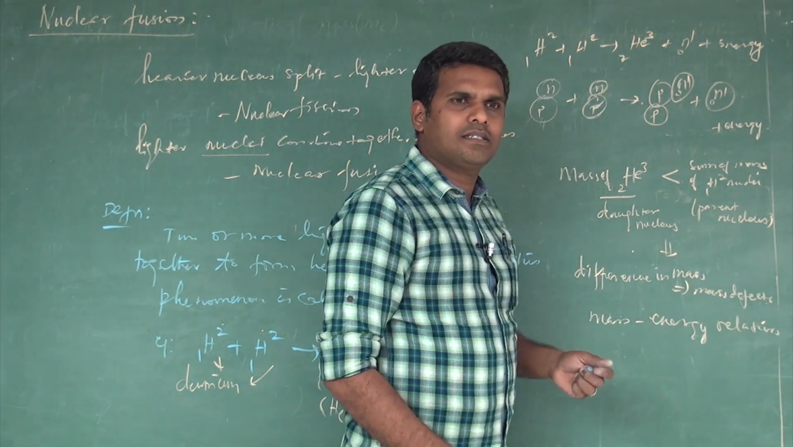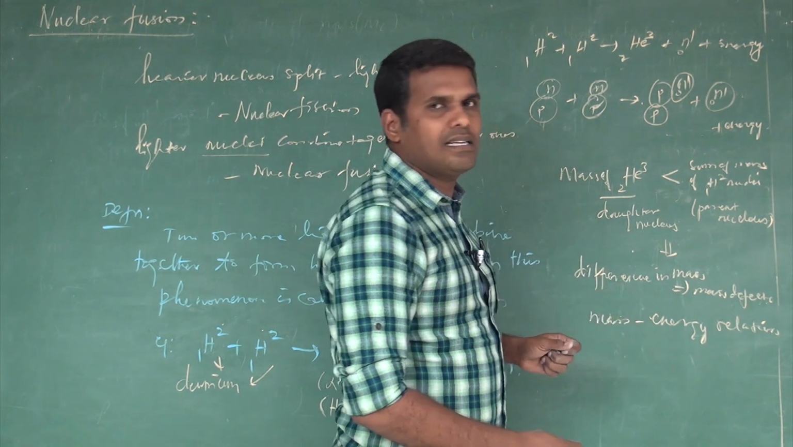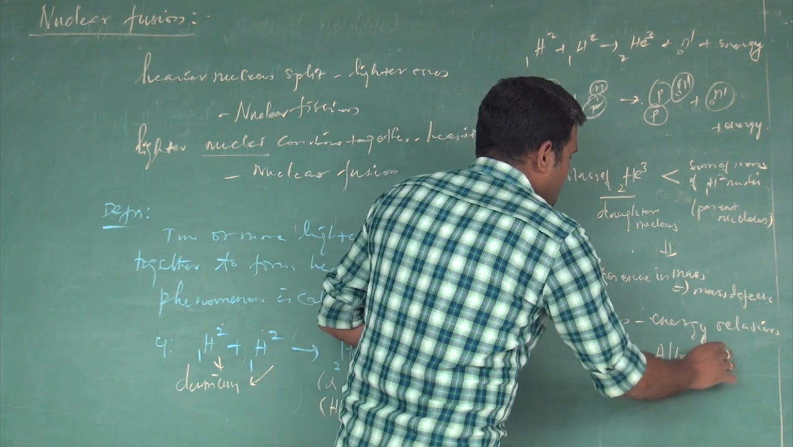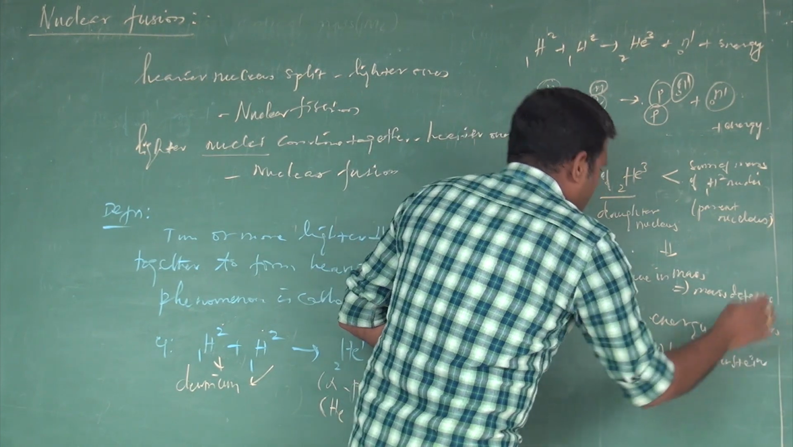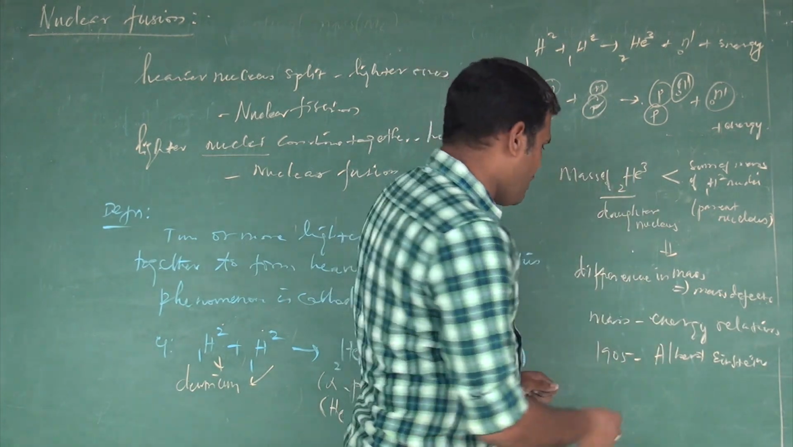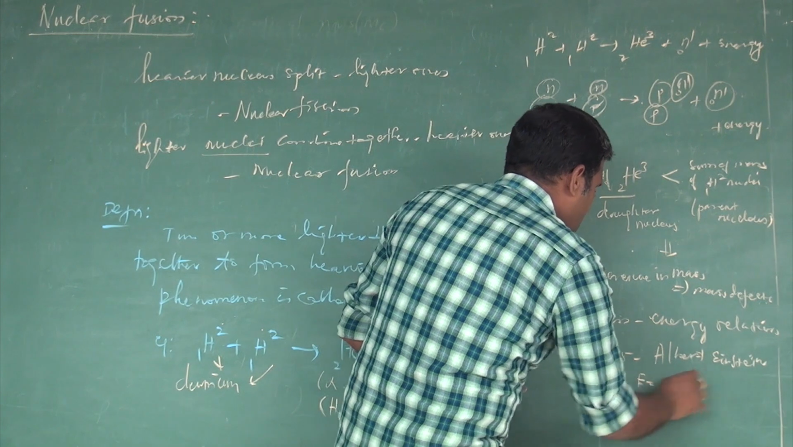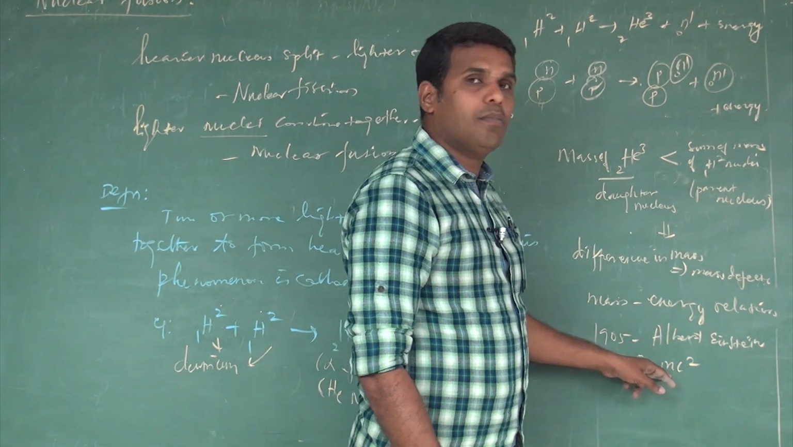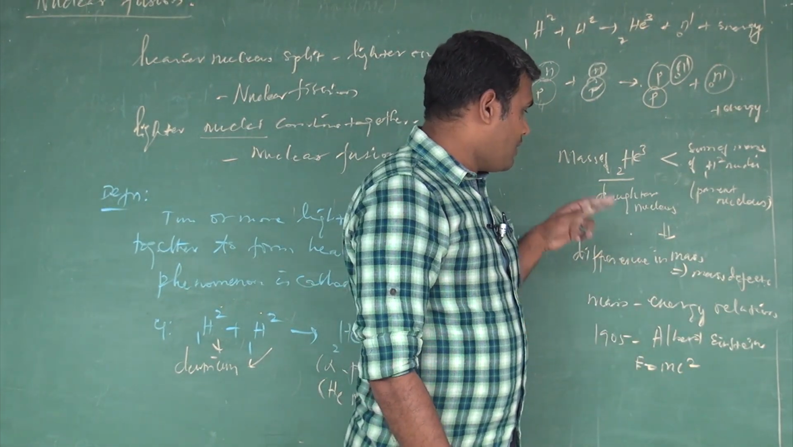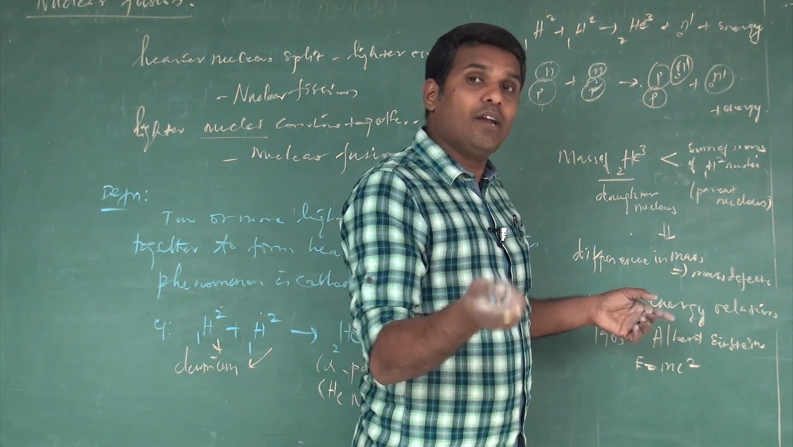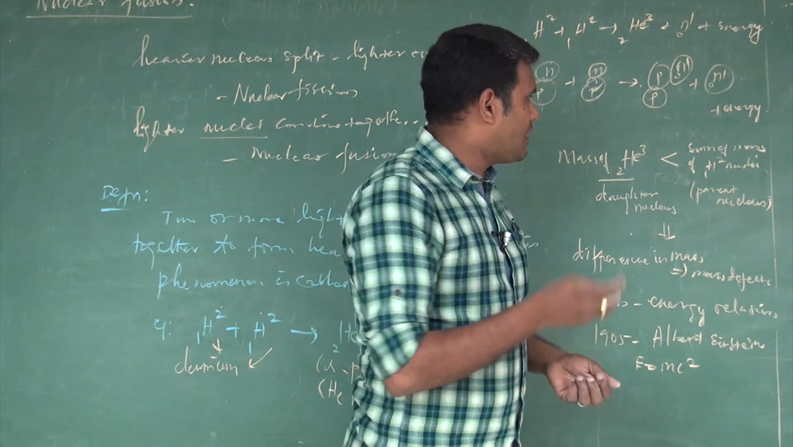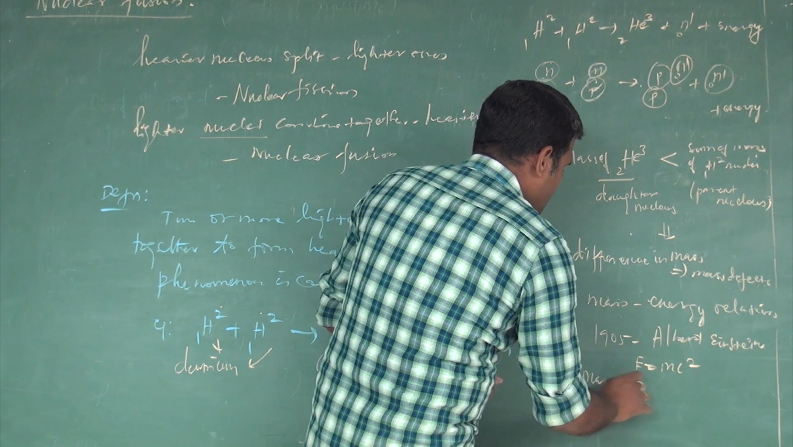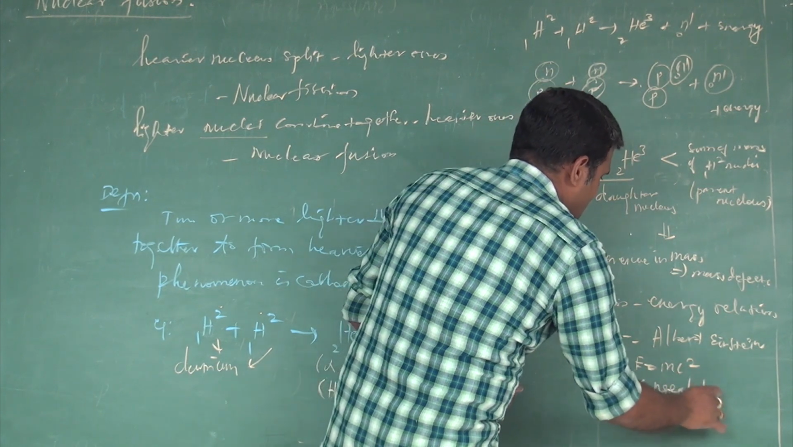What is this mass energy relation? This was first proposed by Albert Einstein in 1905. He gave out an equation which goes like this: E equals mc square, which connects energy and mass. Mass can be converted into energy and vice versa, meaning energy can be converted into mass. In other words, I can say mass is congealed energy.